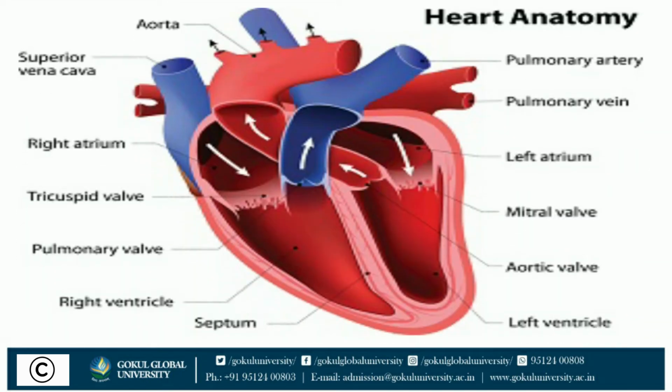In this diagram you can see systemic circulation. The blood flows from the left ventricle through the various parts of the body to the right atrium, that is, from the left to the right side of the heart.